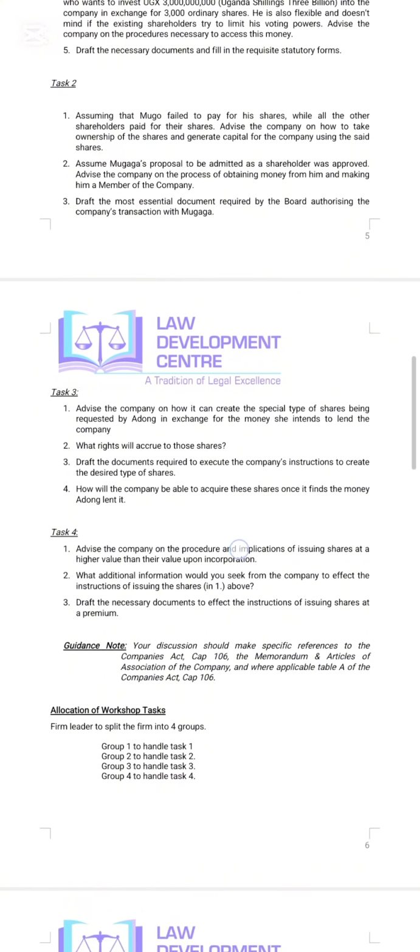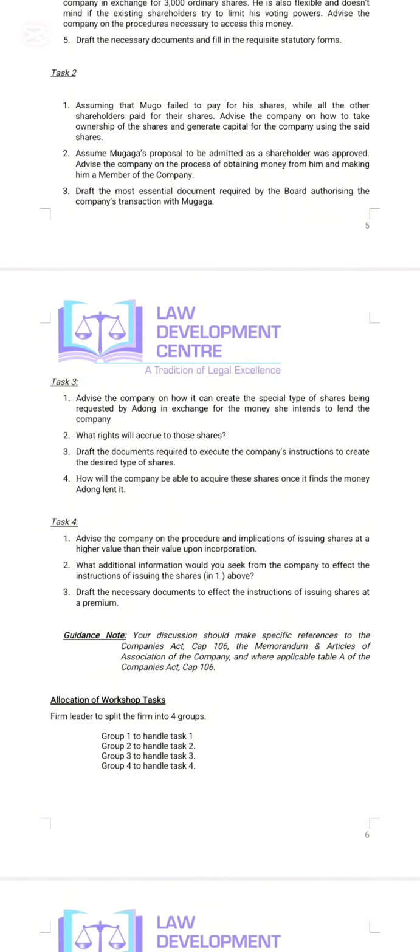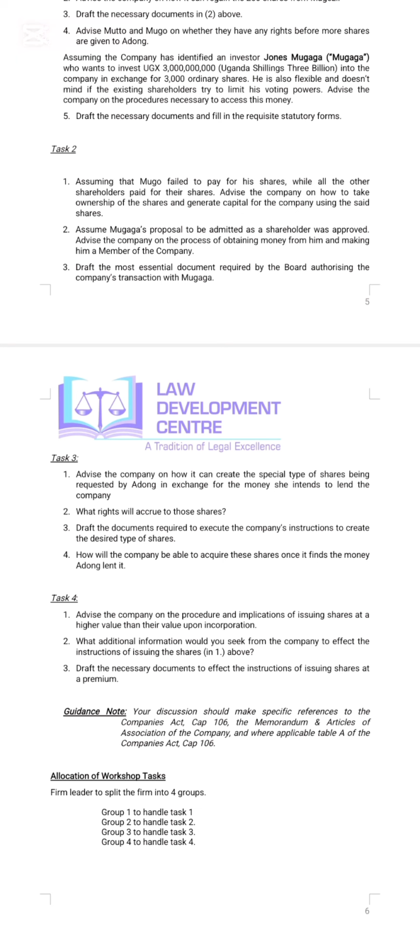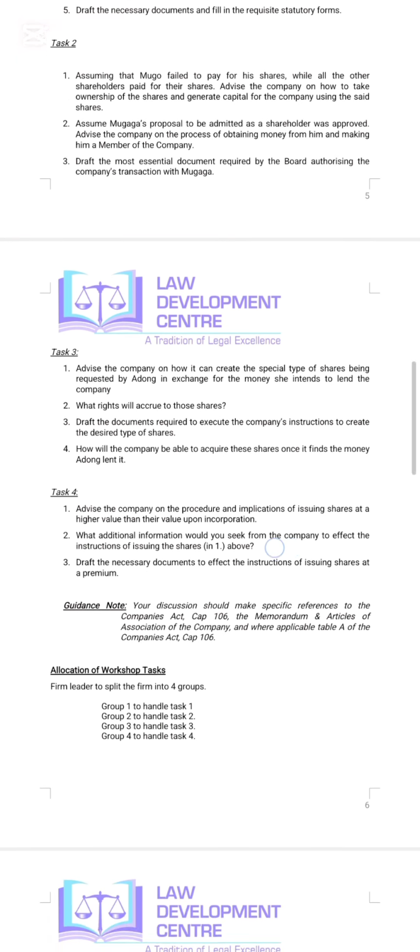Then task 2: assuming that Mungo failed to pay for his shares while all the other shareholders paid for their shares, advise the company on how to take ownership of the shares and generate capital for the company using the said shares. So basically here we look at call and forfeiture. Once the company has issued a call and you have not paid, they can proceed to forfeit the shares.